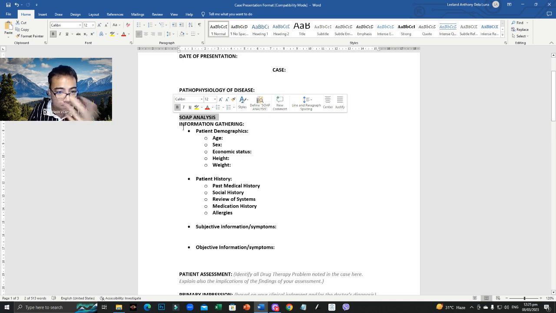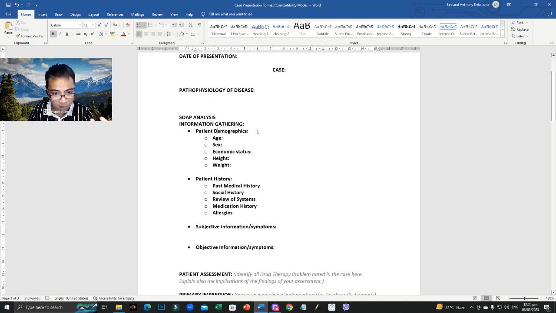And then, class, after the pathophysiology of the disease, we start with the SOAP analysis. Under SOAP analysis, dito natin ilalagay yung patient demographics. Age, gender, economic status, rich, poor, ganyan. But class, syempre, kung di naman stated sa case niyo, just put NA. Height, weight, kung given, kung hindi naman, NA nyo lang. Or any demographic information na sa tingin niyo ay importante para sa case ninyo. You can add whatever, pwede nyo dito BMI kung sa tingin niyo ay importante yon. That I leave to you.